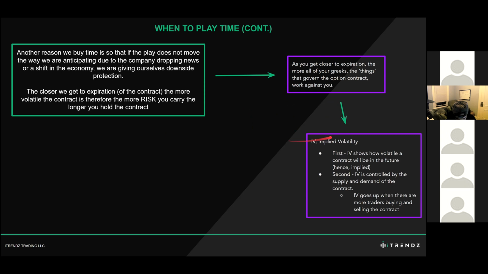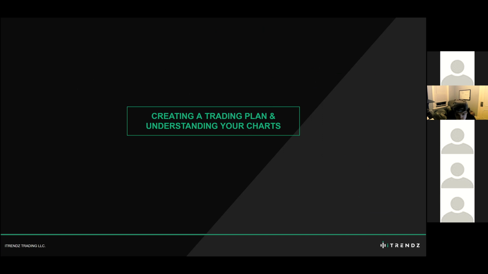Those Greeks refer to that implied volatility, like I've said a couple times. IV is just showing you how volatile those contracts will be in the future, and it's controlled by the supply and demand of that contract. As the IV goes up, there are more traders buying and selling the contract, which means there's more implied volatility because people are buying and selling in that range. That's going to swing whoever has control. You're going to see that IV either increase or decrease a little bit, and it'll show you right on the chart.